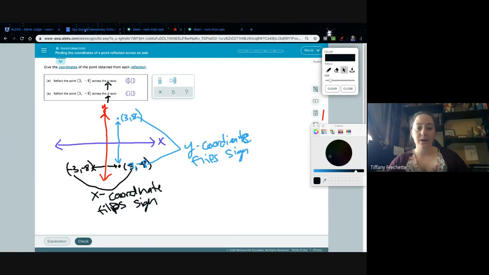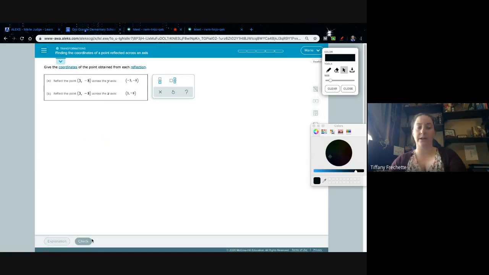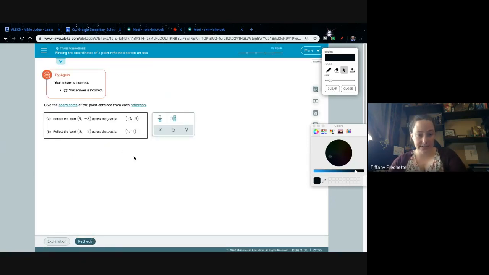each and every time. So again, this is the y, so I'm going to change the x, but the y stays the same. And if I'm going over the x, then I change the y, but the x stays the same. So whichever one we're flipping over, that coordinate stays, the other coordinate flips signs. So again, it's just kind of an easy way for us to remember without having to graph it each and every time. Unless I type it in incorrectly.